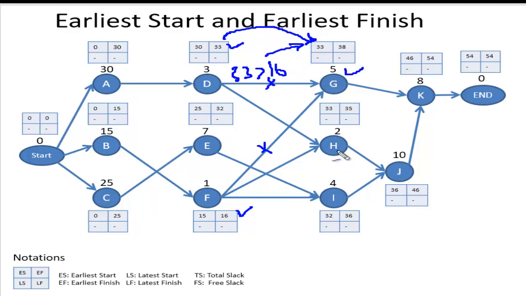Okay. For H also, there are two incident nodes. So D, which has a finish time of 33, and F with a finish time of 16. So I will take 33, which is bigger, the maximum of the two. So 33 is going to be the start time of this H. And what about I? It has two incident nodes. This one is 32 and 16. So the bigger is 32. So 32 is going to be the start time of this node, right?